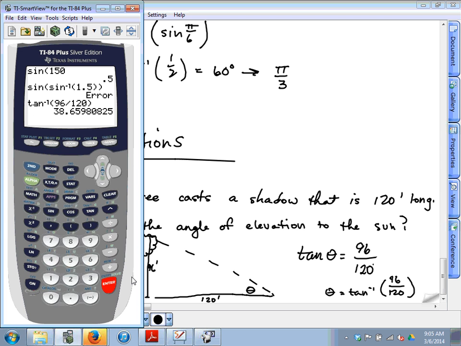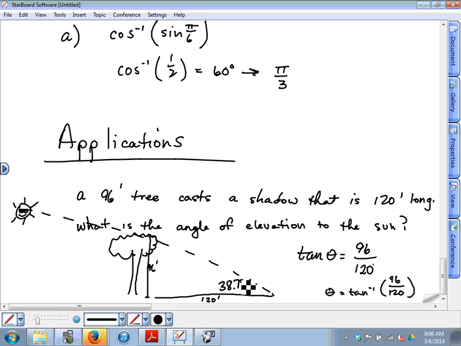Now you can. 38.7 degrees. That's the angle of elevation.